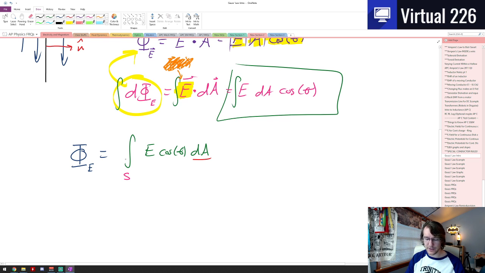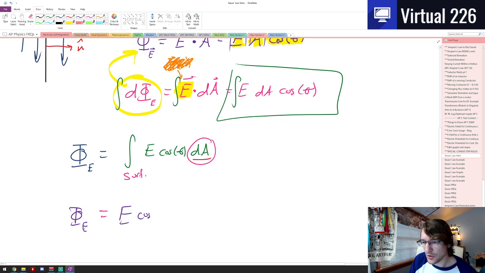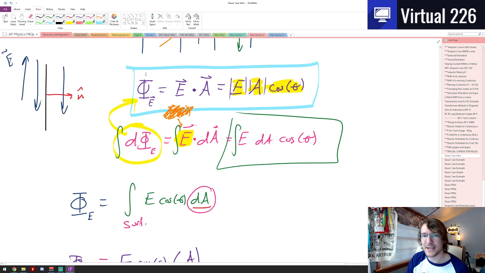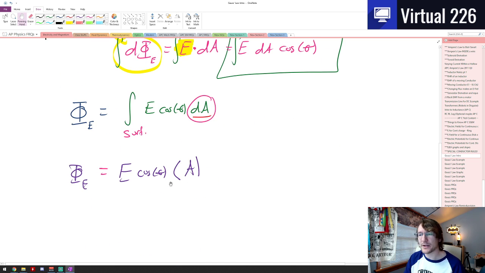In the end, though, what you're really thinking about is that if this is just some surface you're adding up to get the area, then assuming everything else is constant, our electric flux is just going to equal E cosine theta times whatever your area is, which is a no-brainer. Like, that's what we have up here. We already wrote that. This isn't anything crazy, but it's whatever the area of the surface you're passing through is, okay?